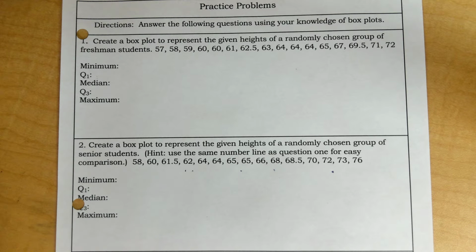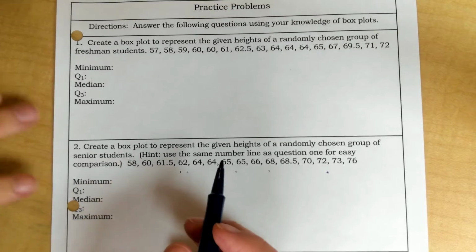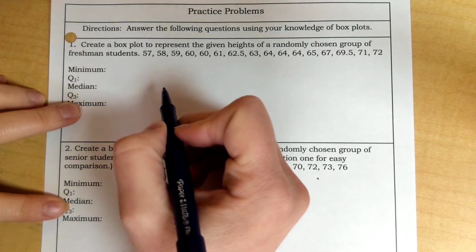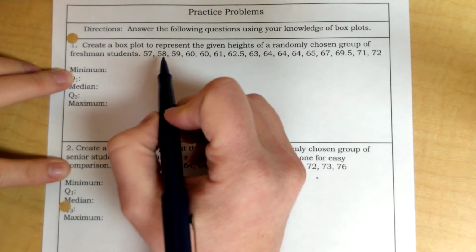Okay, so practicing box plots. First off, for number 1, we are asked to create a box plot to represent the heights of a randomly chosen group of freshman students. Our values are already in least to greatest order, so I'm going to go ahead and find my values here.